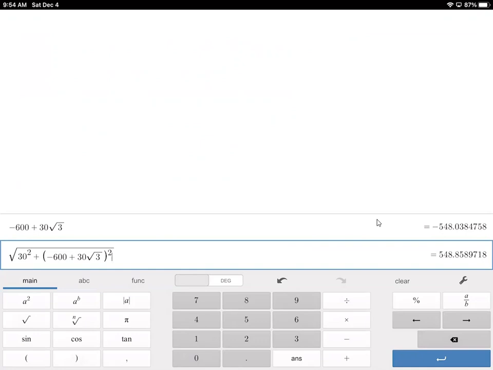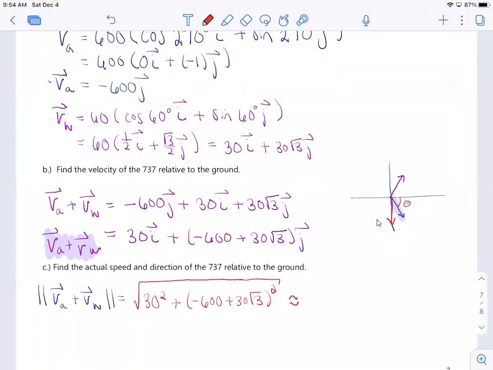So we got 548.86. We'll go to the hundredths. So that's my magnitude. Don't forget units. This is miles per hour. And hopefully that sits well with you because that jet stream is slowing us down a lot.